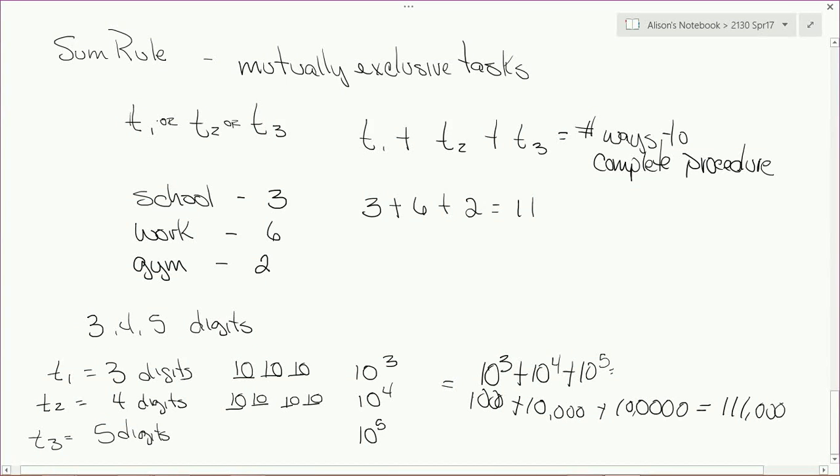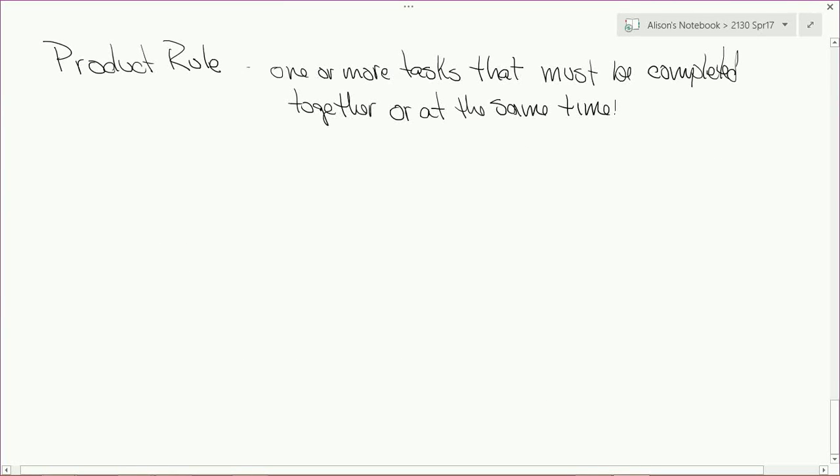So where the sum rule involves mutually exclusive tasks, the product rule involves one or more tasks that have to be completed together. So let's go back just a minute to the idea that you are sitting at home, and in order to get to school, there are 3 different routes to get to school. In order to get to work, there are 6 different routes to get to work, and to get to the gym, there are 2 different routes to get to the gym.